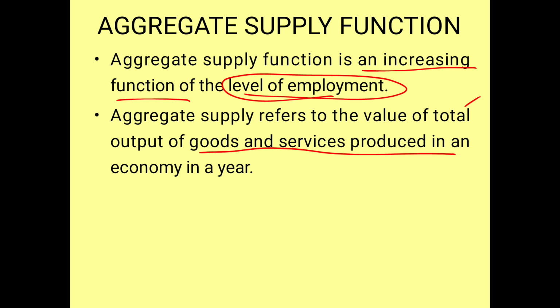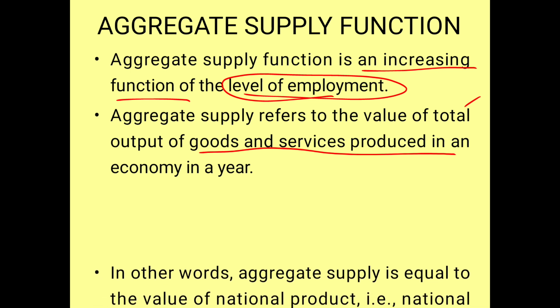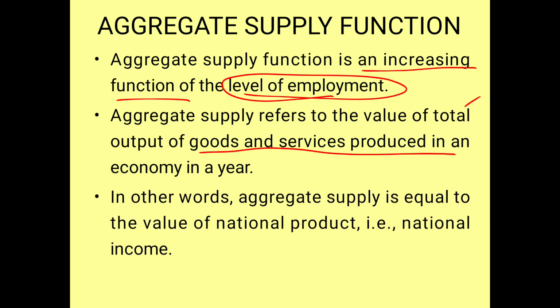So the first one is on employment. The second one tells you about the goods and services. Supply tells you about the goods and services produced. It also tells about the value of the product. When you supply the commodity into the market, and it contributes towards the national income, we should know the value. Value is nothing but the price of the product.